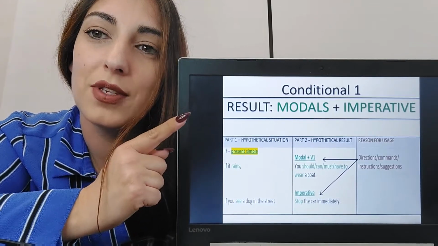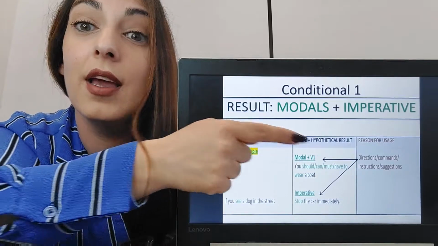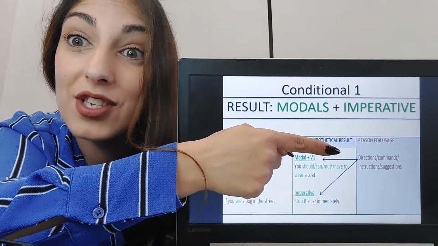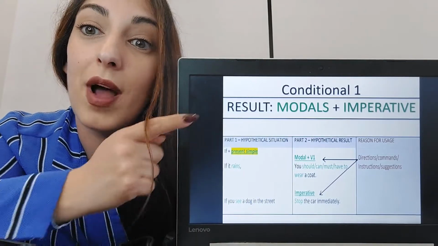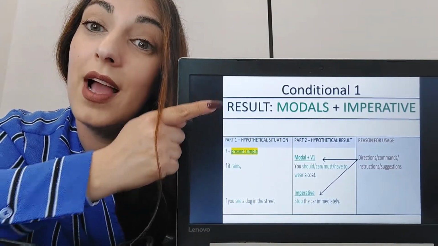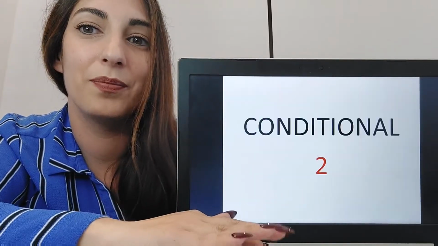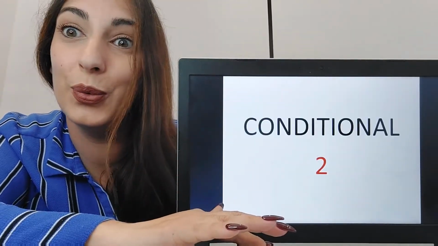But why would I use this one? I would use this one only if I'm trying to give directions, commands, instructions of some sort, suggestions. So this is the reason why I would change the result part from will and use a modal or an imperative. Okay, let's move on. Conditional 2.